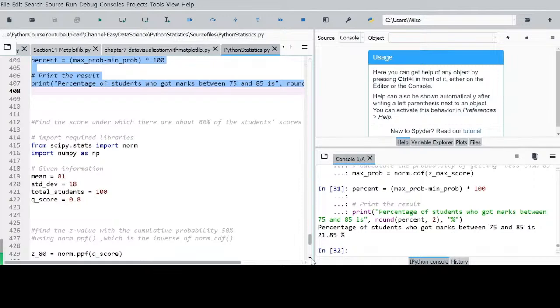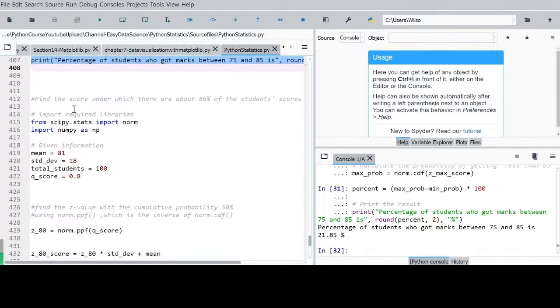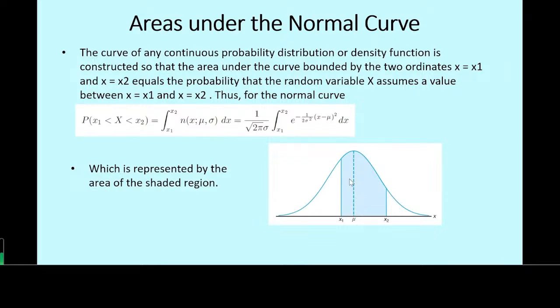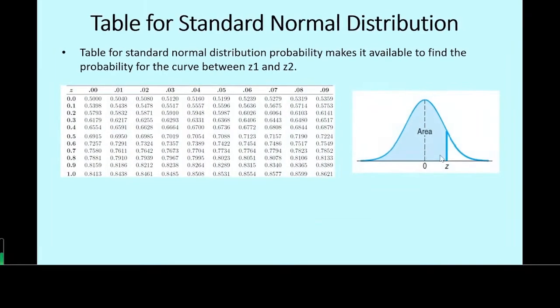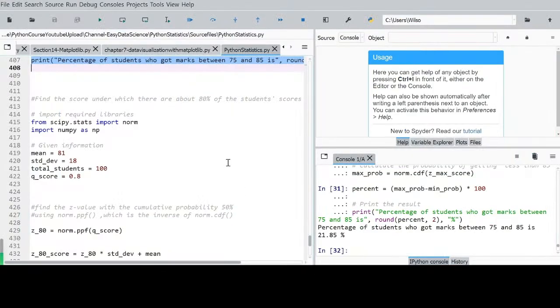The last question of these examples is to find the score under which there are about 80% of the students' scores. So in this question, we know the area, we know what percent of the students, but we want to find the Z value. This is actually the opposite operation of the previous example, right? Here we want to find the point at which there are about 80% of the students under this point.